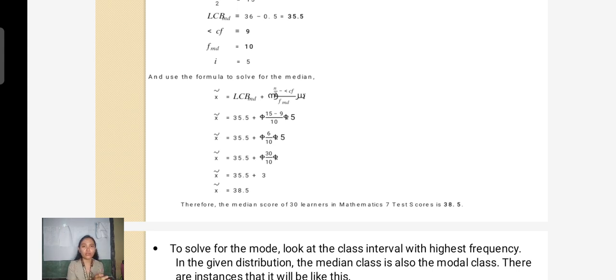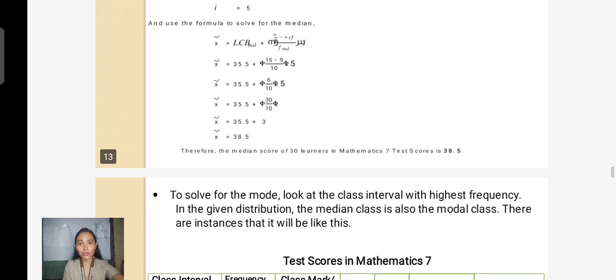Then median is equal to 35.5 plus the quantity of 6 over 10 times 5. That is equal to 35.5 plus 30 over 10. Where did we get 30? That is 6 times 5. Then that is equal to 35.5 plus 3, since 30 divided by 10 is 3. Therefore, our median score of 30 learners in Mathematics 7 test scores is 38.5. Did you get where the median comes from? I hope you got it and computed it.